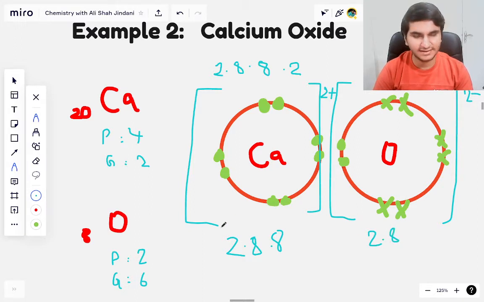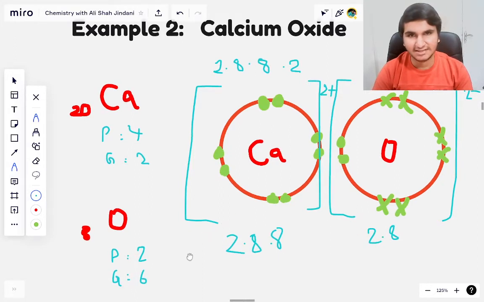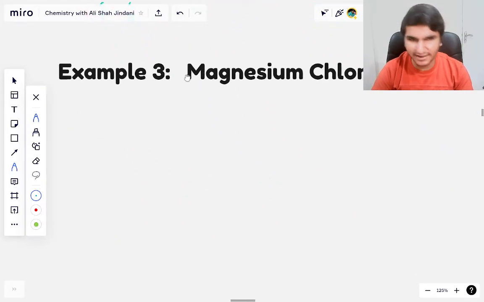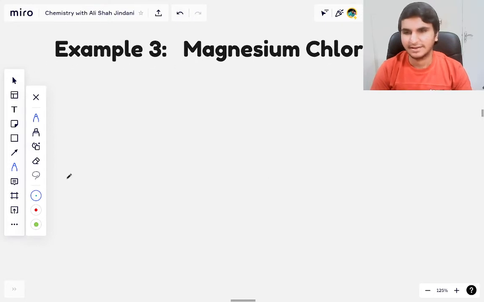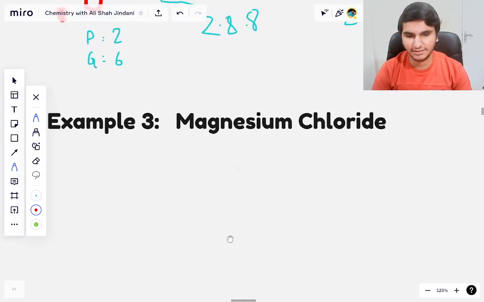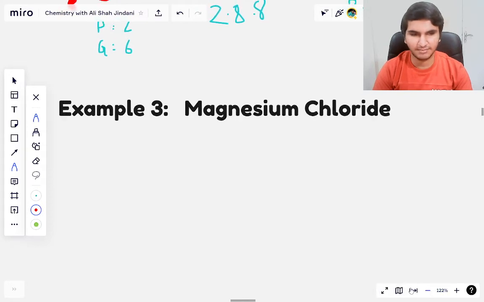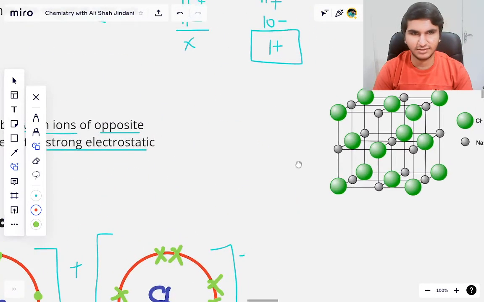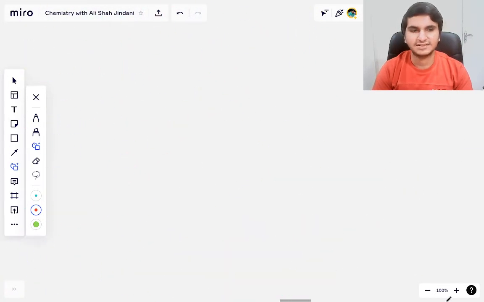So hopefully this example once again makes everything clear, but in order to proceed, we have to do a final example. And this is the last one. Yeah, I know you must be tired, but you should make all the concepts clear. So this is the third example that we are going to do, and this is about magnesium chloride. So let us make the electronic structure, but before that we are going to once again visit the periodic table just to get some information.